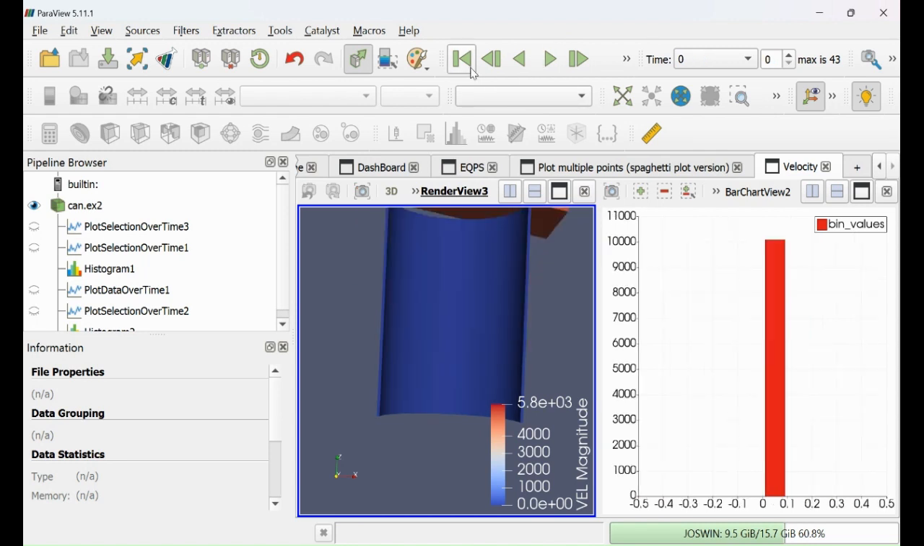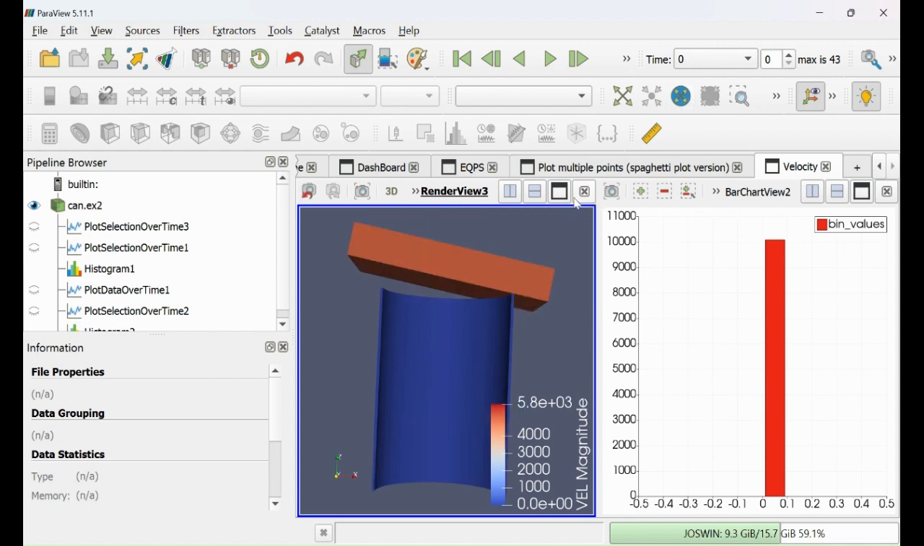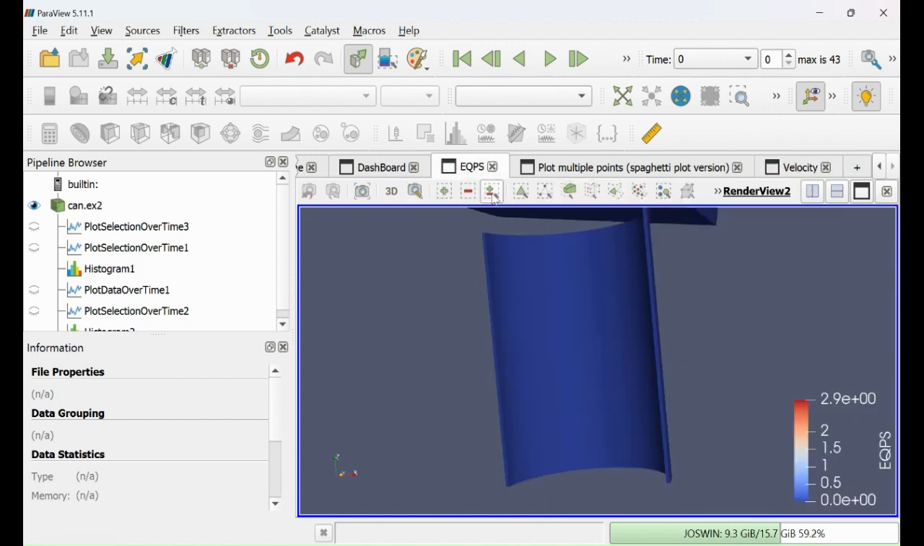So in this data set, we are going to look at the EQS. Simply, the EQS is the measure of the deformation or strain experienced by a material during plastic deformation. Again, we are also going to look at the velocity and EQS, and we are going to see how we can visualize the deformation of the object in blue in comparison to the velocity. So let's start with looking at EQS.